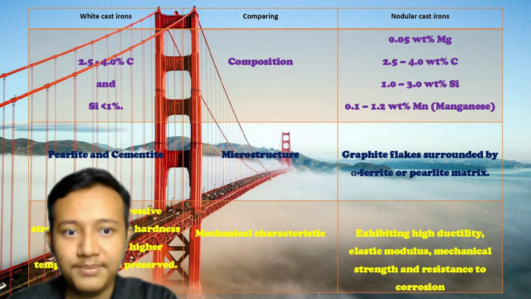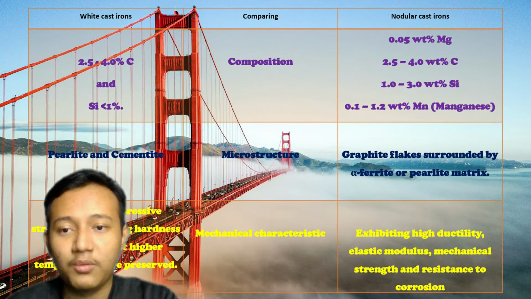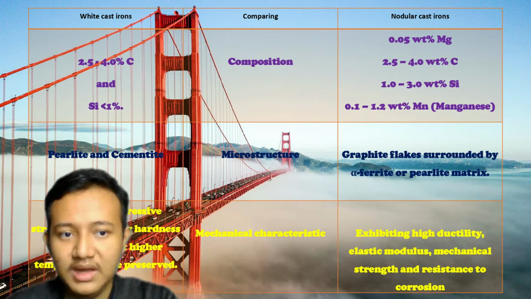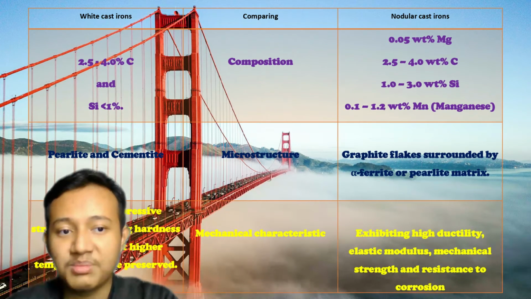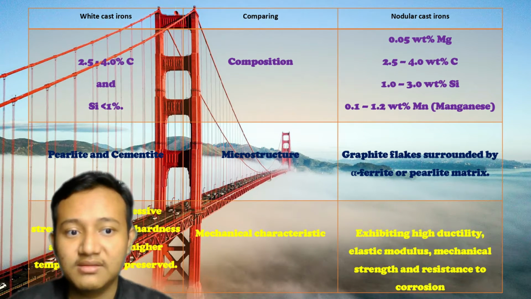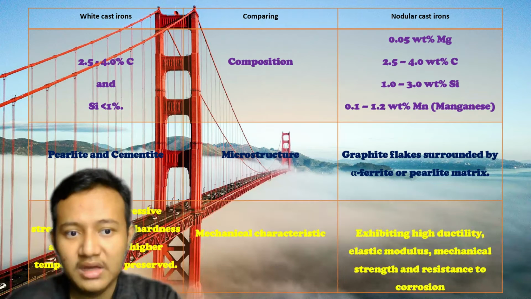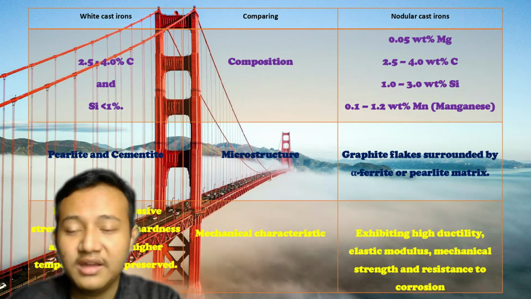For nodular cast iron, composition: 0.05% of magnesium, 2.5 to 4% of carbon, 1.0 to 3.0% of silicon, 0.1 to 1.2% of manganese. For the microstructure, graphite flakes surrounded by an alpha ferrite or pearlite matrix. Mechanical characteristics: exhibits high ductility, elastic modulus, mechanical strength, and resistance to corrosion.